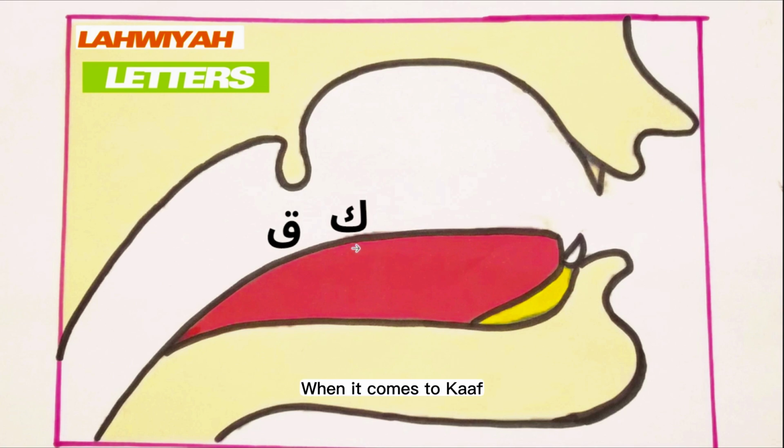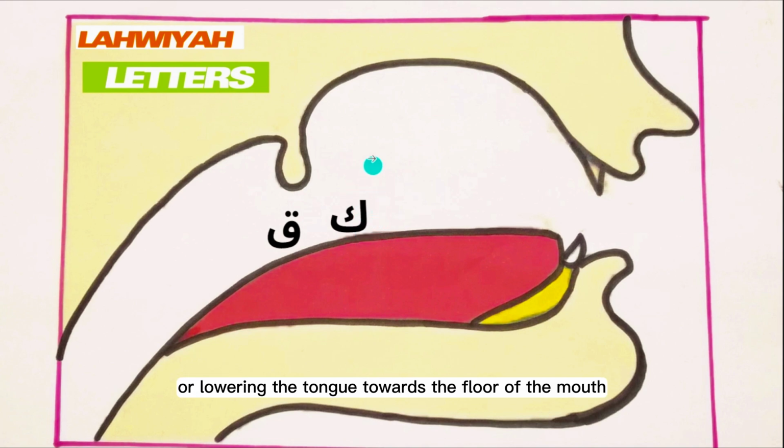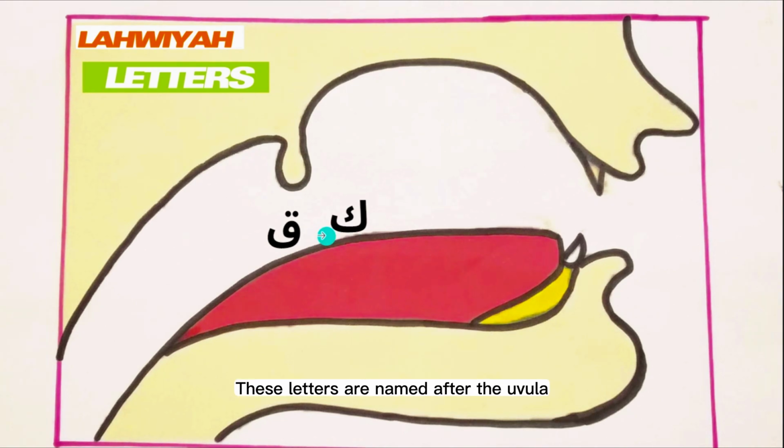When it comes to Kaf, the sound of Kaf is produced when the innermost part of the tongue touches the hard part of the palate. This area is slightly closer to the mouth than the throat. Therefore, Kaf is produced with lightness, or lowering the tongue towards the floor of the mouth after the sound is produced. These letters are named after the uvula, or lahatul halak in Arabic, which is involved in their makharij. Uvula is that soft part of the tissue that hangs down at the back of the mouth.